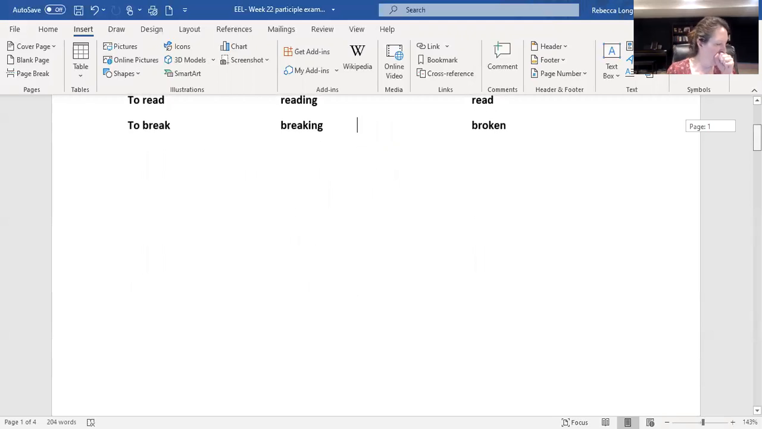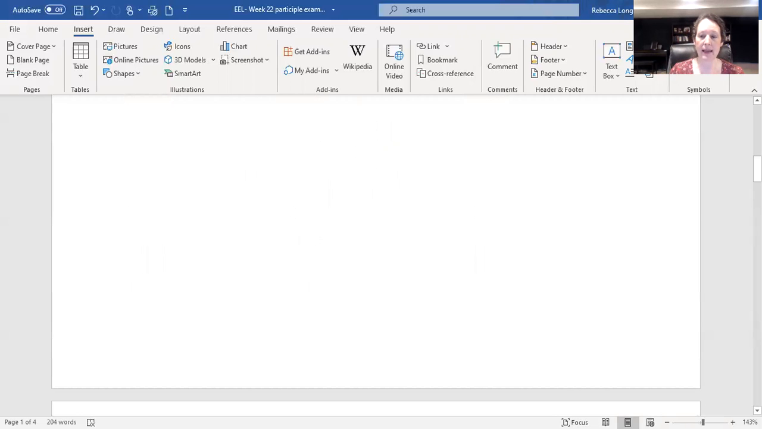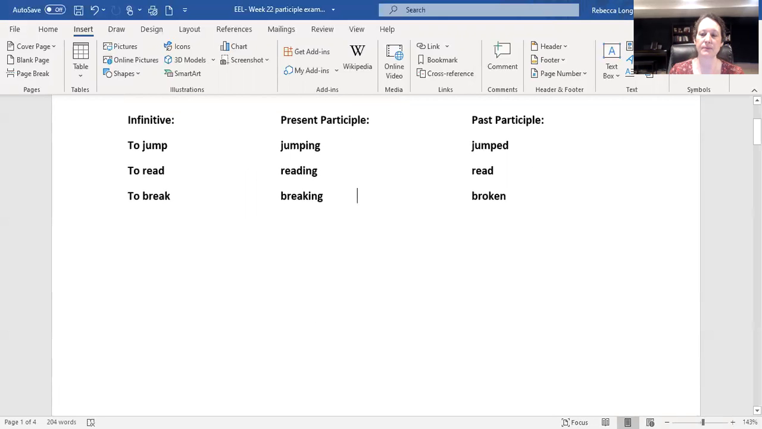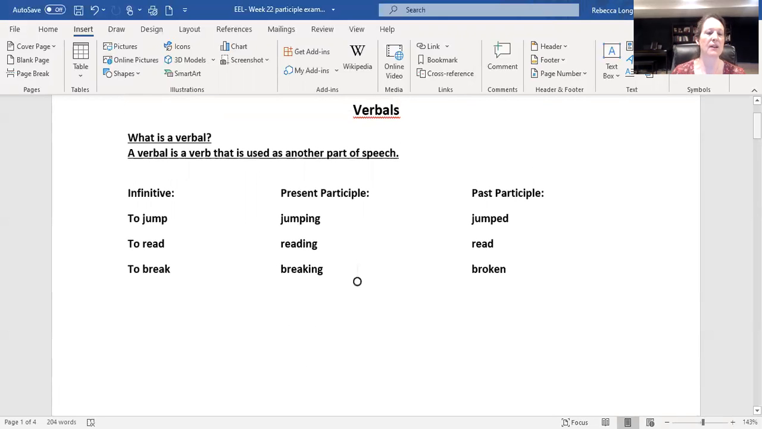So let's go ahead and look first. Let's review this definition. So a verbal, what's a verbal? A verbal is a verb that is used as another part of speech. We see it outside of a sentence, we say, that's a verb. We see it in the sentence and we think, well, that's weird. It's not asserting an action.